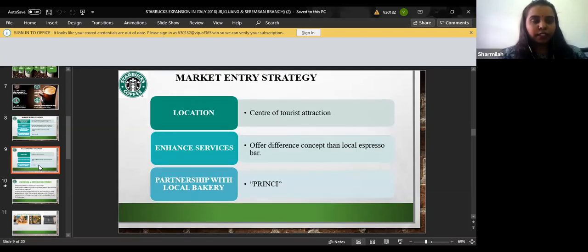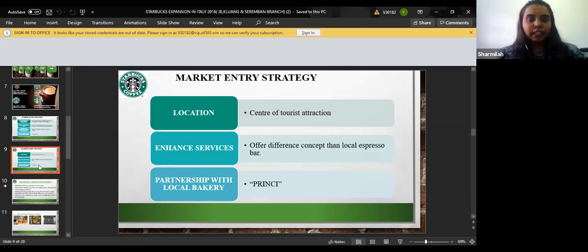Okay, the location. Starbucks is the first and only outlet in Italy at the center of a tourist attraction. It's just a 5 minute walking distance from Duomo, Milano. So everyone will know Starbucks, as it will be a very important place in Italy. Everyone will surely pass by or be there to have their coffee break. And the next one will be enhanced services.